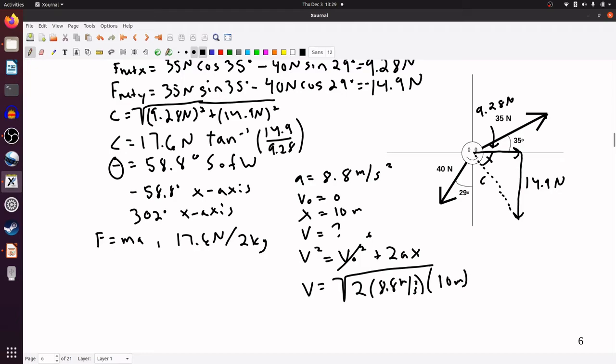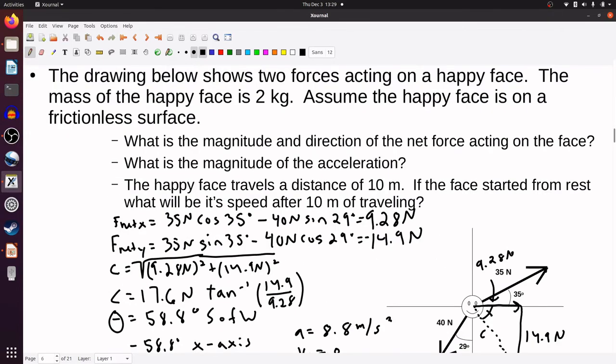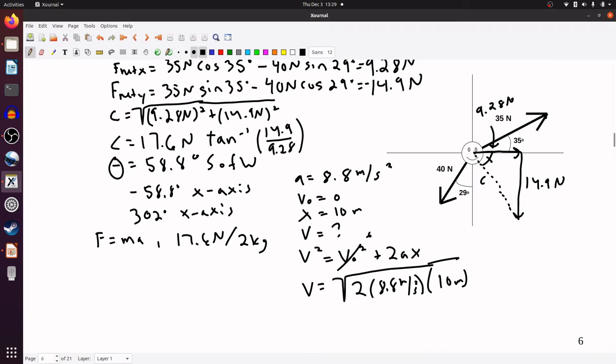I'm going to roll back up to the top and double check my work. Yep. All right, 2 times 8.8 times 10, square rooted, is going to give me 13.3. And so the final value will be 13.3.